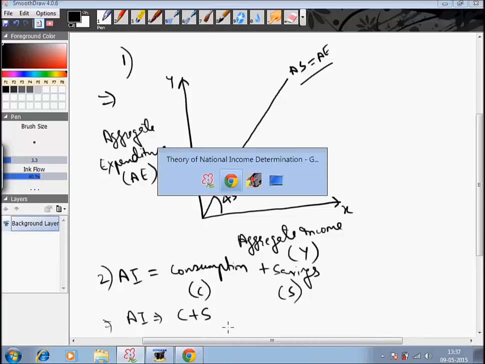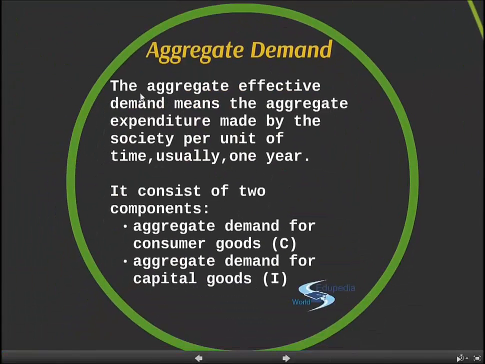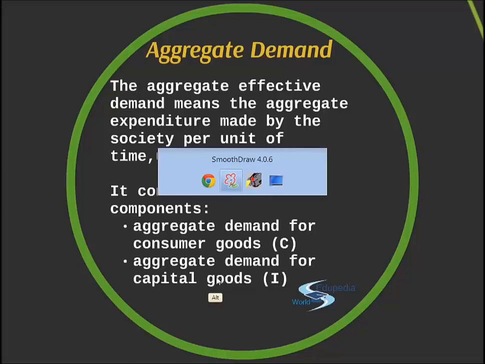Now next we come to what is aggregate demand. Aggregate demand is also known as effective demand, which means the aggregate expenditure made by the society per unit of time, usually 1 year. And it consists of two components, that is aggregate demand for consumer goods C and aggregate demand for capital goods I. So let's see how aggregate demand is derived.